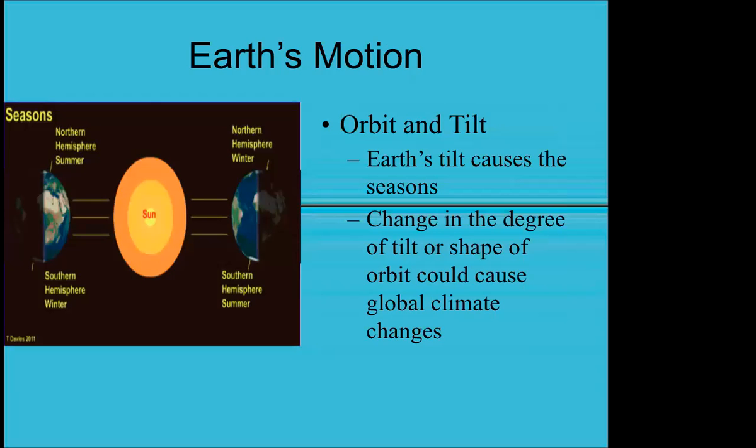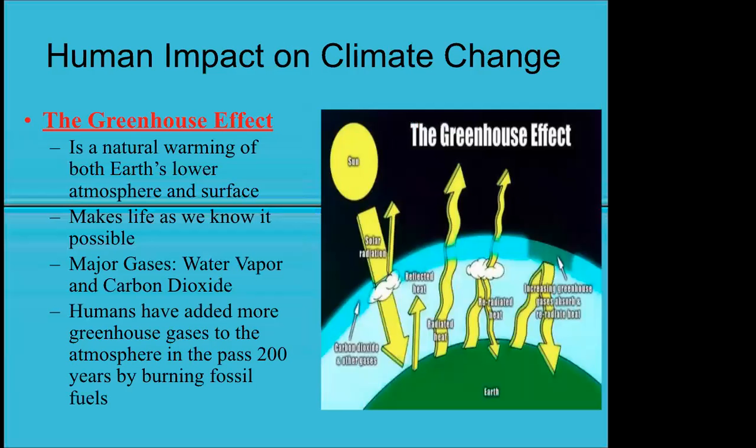And last piece of this is Earth's motion. So we've talked a little bit about this, orbit and tilt. So Earth's tilt causes the seasons. We've talked about this, we talked about rotation, we talked about revolution, and the change in the degree of the tilt, okay, or shape of the orbit could cause global climate changes. So that's going to take us into our next piece.